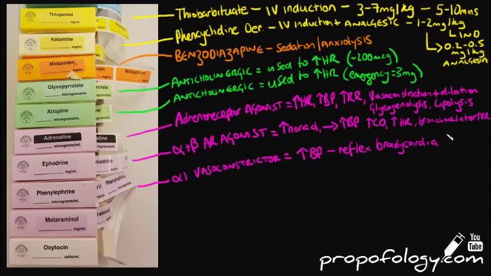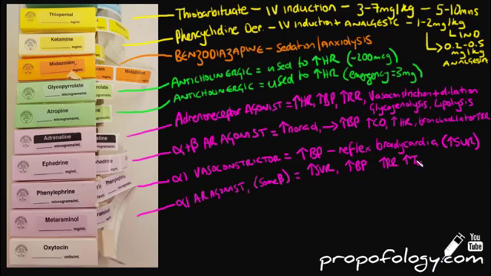Metaraminol is a potent sympathomimetic amine. It gives direct stimulation of the alpha-1 and some beta receptors. The alpha effects predominate, however. It will increase your systemic vascular resistance, increase your blood pressure, increase your coronary artery blood flow, increase your pulmonary artery pressure and your pulmonary vascular resistance. It will also increase your respiratory rate and your tidal volumes.